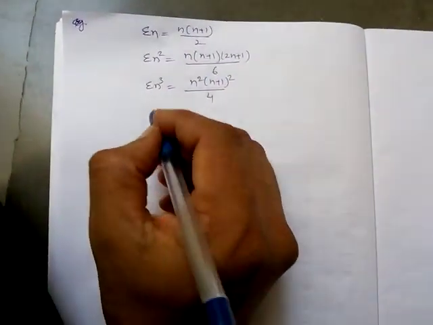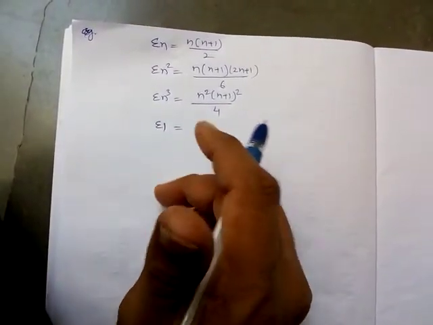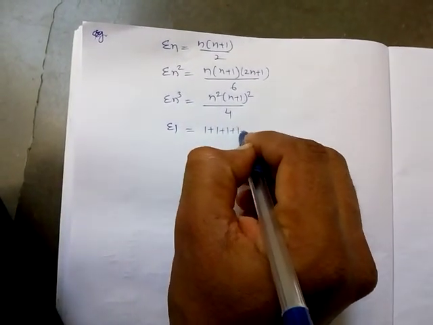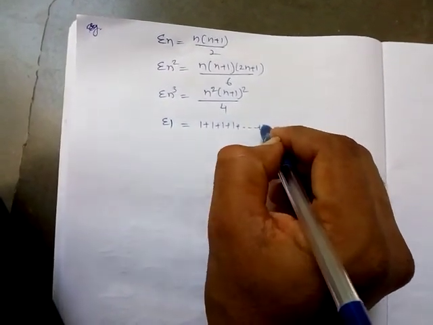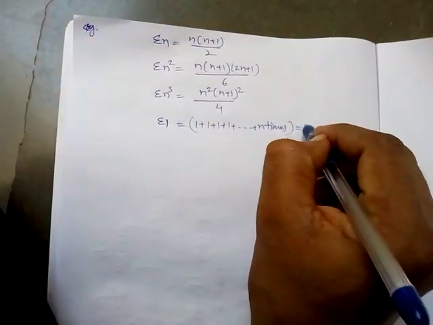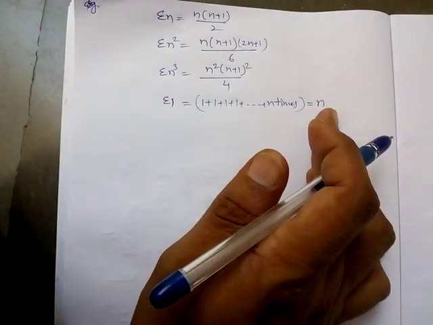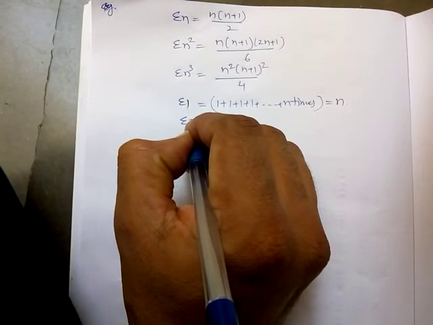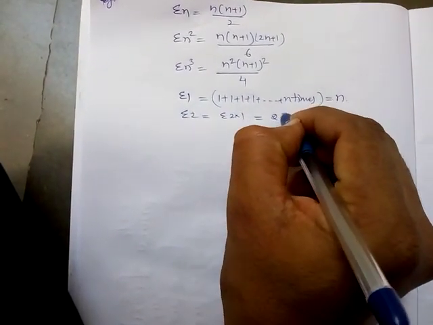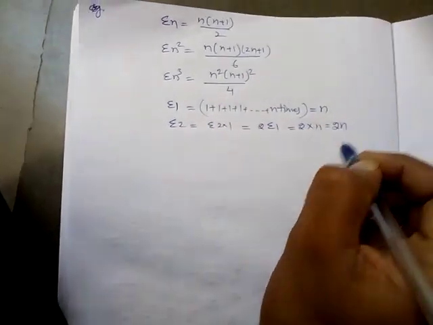So here sigma 1 means a constant, so 1 is repeated n times: 1 plus 1 plus 1 plus 1, repeated n times. So what is the total result? n. Sigma 1, so sigma of a constant number is n. If you take sigma 2, it means sigma 2 into 1, so it can be written as 2 times sigma 1, so 2 into n, 2n, like that.